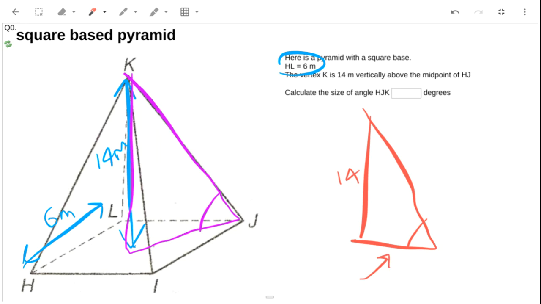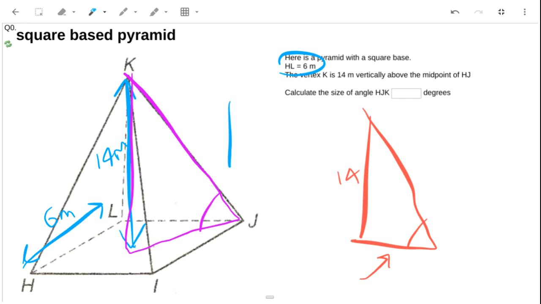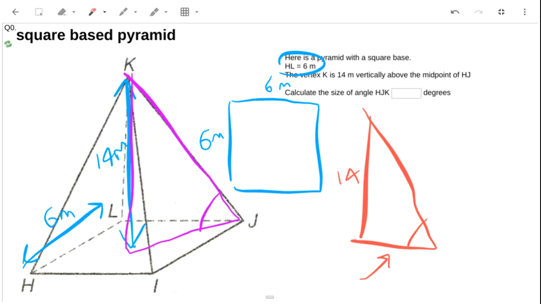Now let's have a look. So if I look at the square from above, it looks like this. I've got this square here, and the sides are 6 meters. And what I want is the distance from one of the corners to the center. I want that distance there. And how am I going to get that?